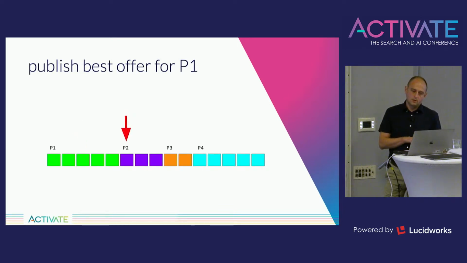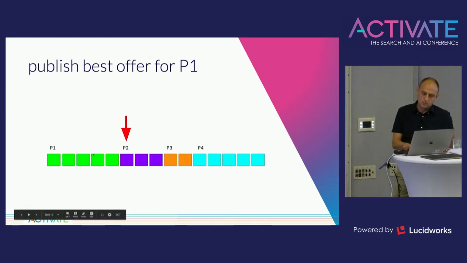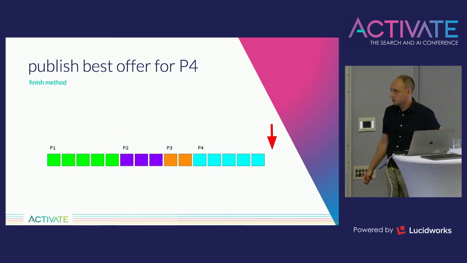If we collect a document that is the offer of the next product group, we publish the previous best offer for the previous product, and we save to our temporary variable as the best offer for the product P2 the current item. And we have to remember that after collecting the whole segment, we also have to publish the last product's best offer.